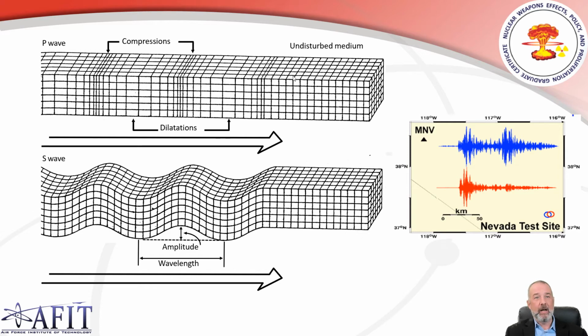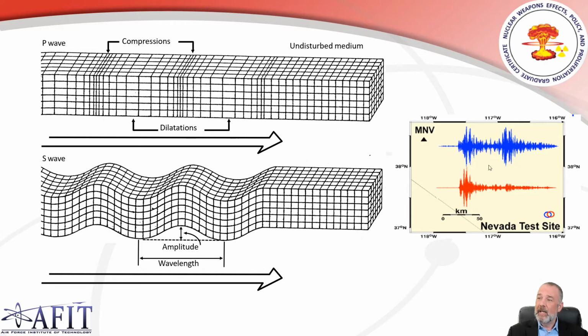Now, interestingly enough, because our nuclear detonation is basically a point source expansion, right? It's not displacing Earth in any one dimension. It's just pushing everything outward. So all we really see is that pressure, that primary or P wave moving out.